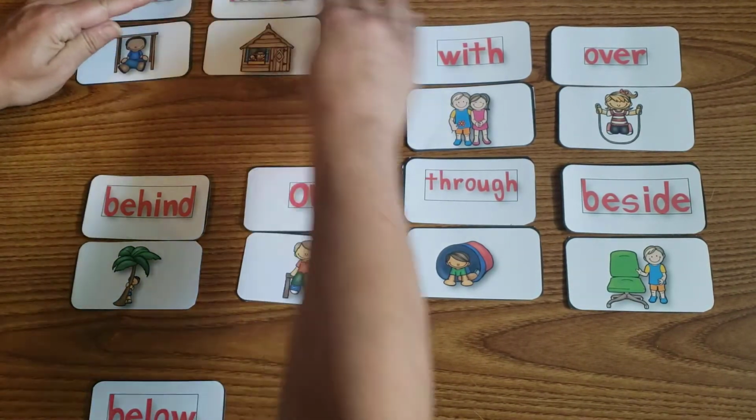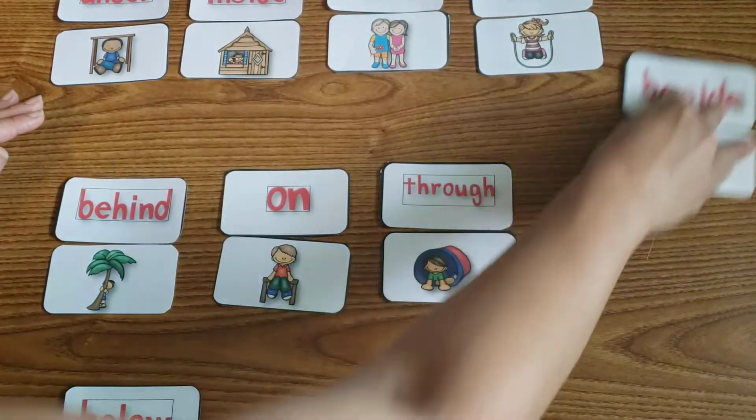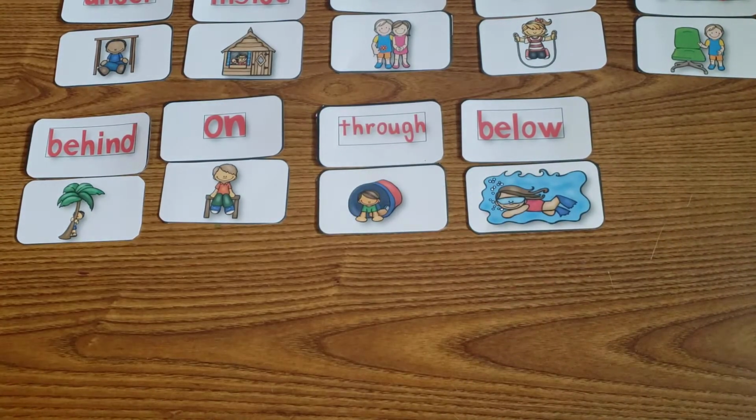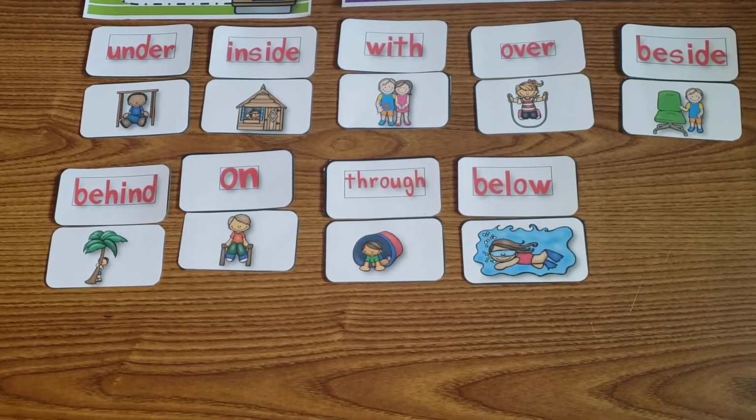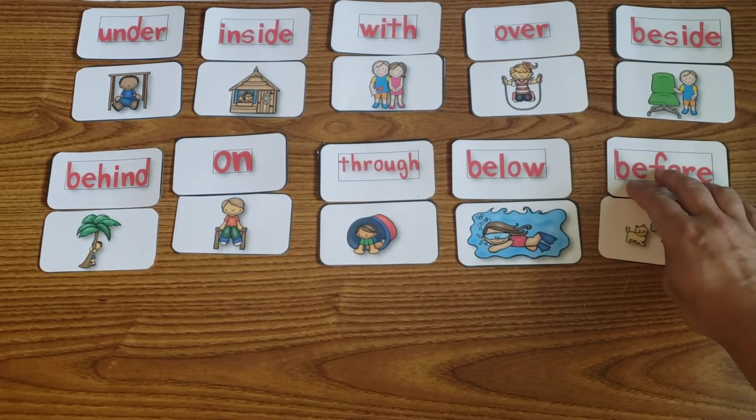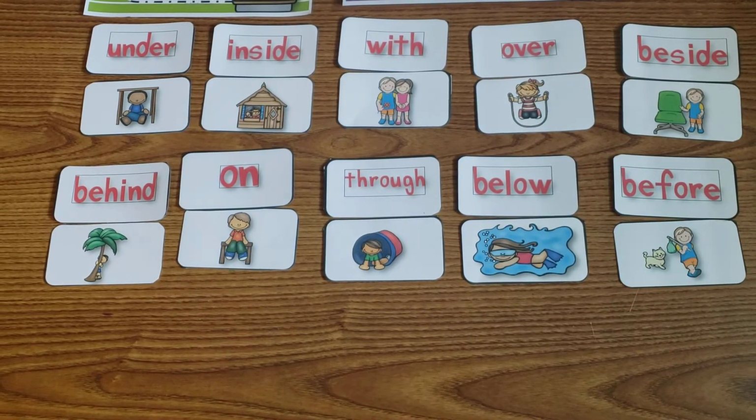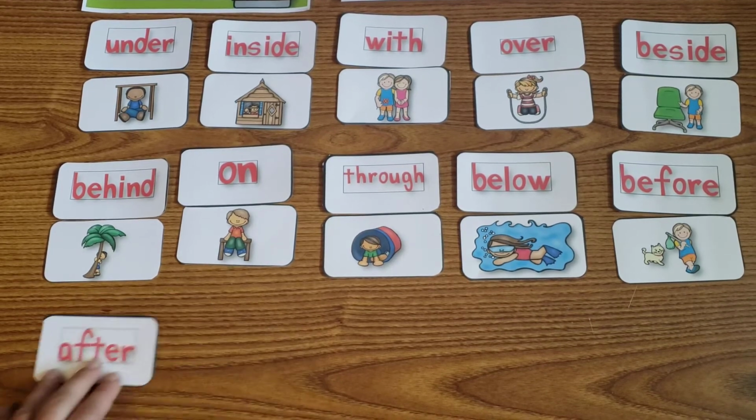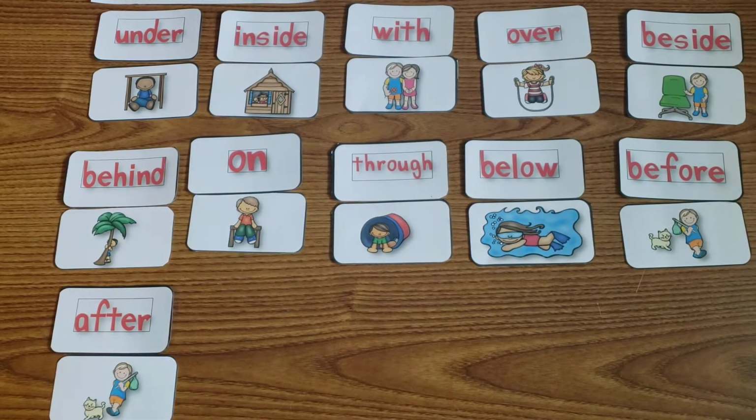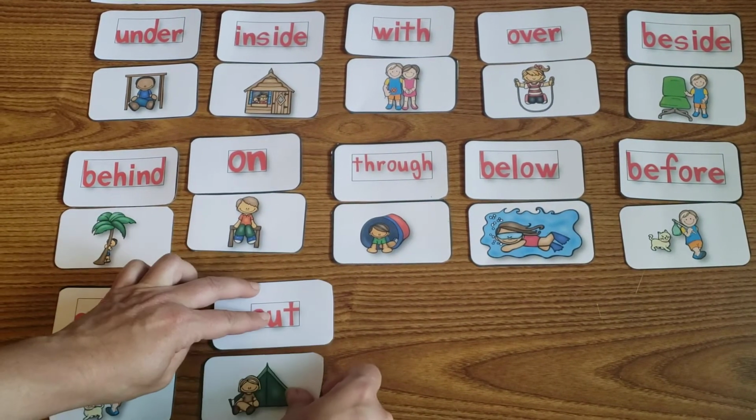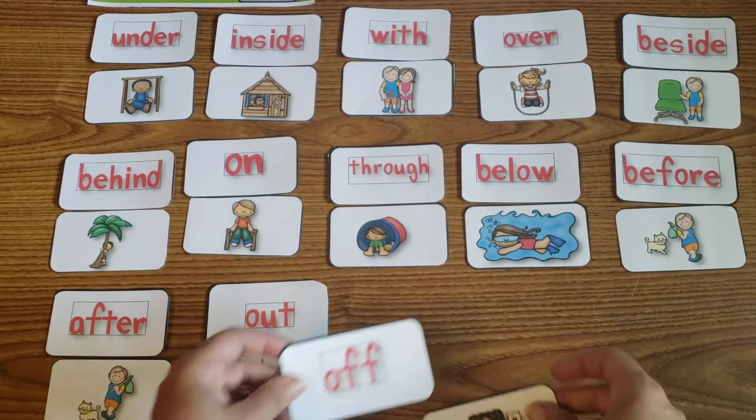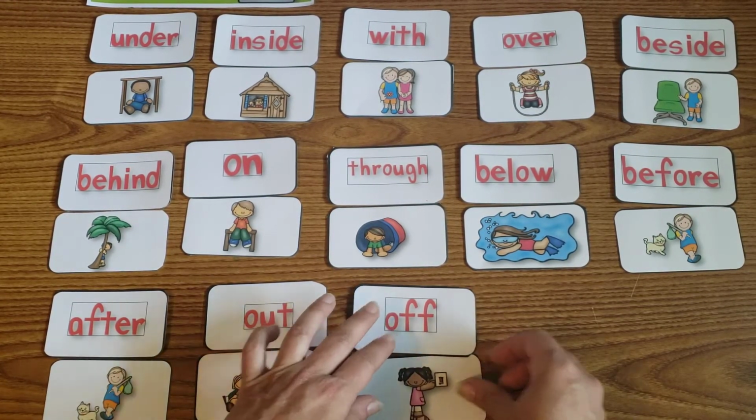Move these up so I can fit some more examples here for you. Below. And before. He's walking before the cat. And here, the opposite, after. He's walking after the cat. Another preposition is out. And she's coming out of the tent. Off is a preposition, and here she's turning the light off.